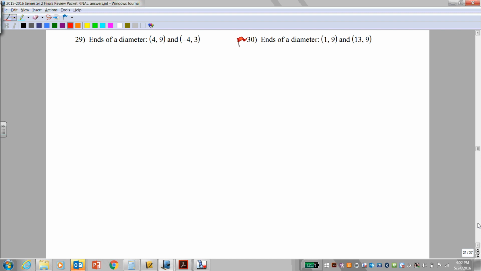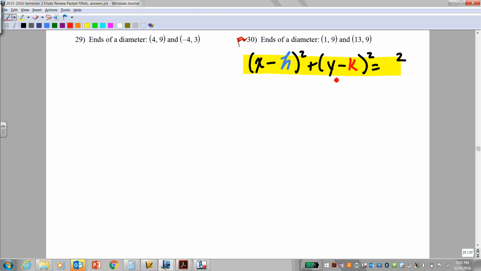Okay, this one, it says we want to find an equation of a circle. So again, we're going to start by writing out the equation of a circle. x minus h, parentheses squared, plus y minus k, parentheses squared, equals radius squared. So once again, we need our h and our k, which is the center of the circle, and we need our radius in order to write the equation. Problem is, we haven't been given either one. So let's look at what we have been given.